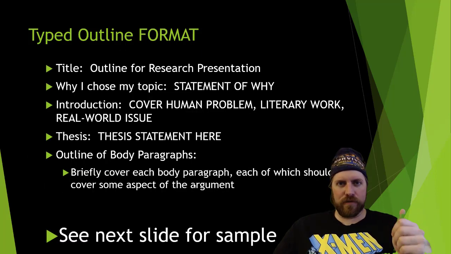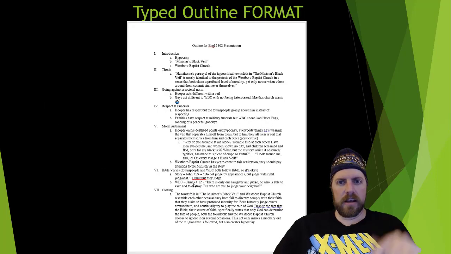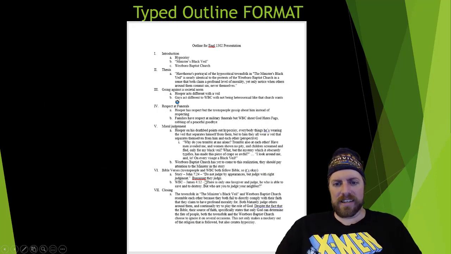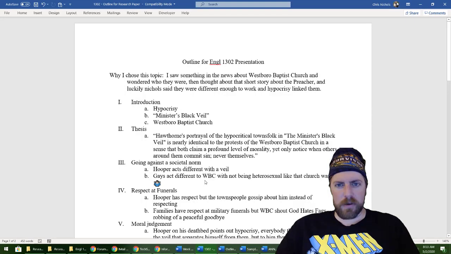Here's the typed outline format, and I've got an example on the other slide. You're going to have your outline for research presentation: how I chose my topic, introduction that covers the human problem, literary work, world issue, your thesis, and then an outline of the body paragraphs. And that's how it needs to look for everybody. It's a lot smaller here, so I'm going to go over to my actual big one. Why I chose the topic, the intro, so you're going to talk about the human problem, which is hypocrisy here.